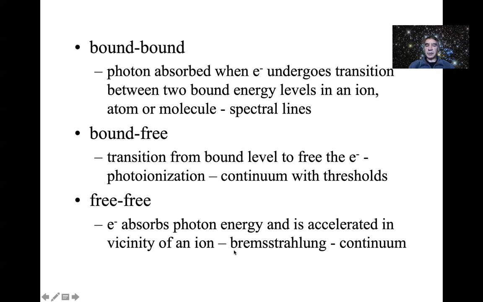Another name for this process is the German word Bremsstrahlung, from braking radiation, because that's the opposite process, where you slow an electron down, you decelerate it, and it emits. But free-free absorption is another way that a photon can be absorbed by an electron, in this case a free electron, in the vicinity of an ion. So those are different ways in which photons can interact with matter where the photon is absorbed.